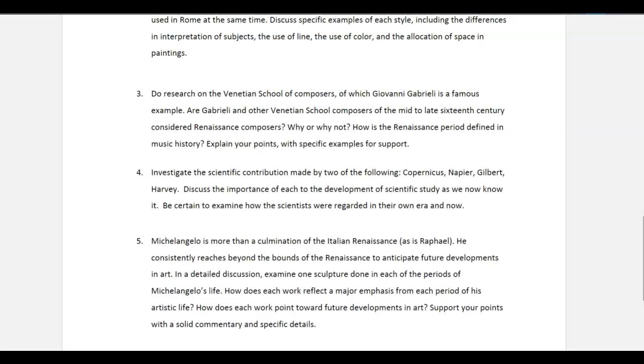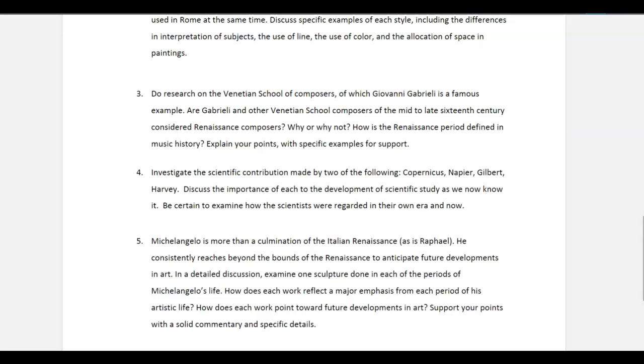And if you say they do, well, discuss their examples. If you say they do not, again, you'll explain how their specific works, something by Gabrieli, for instance, does not fit the standards or doesn't meet the traits of the Renaissance. Again, that's what you have to argue in this particular essay.